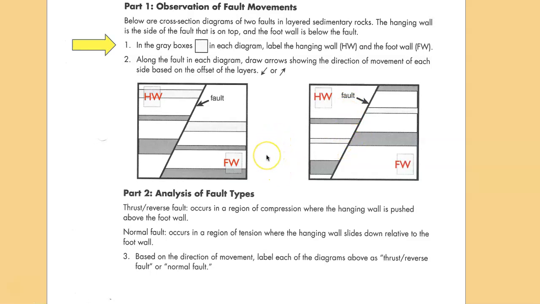When we determine the hanging wall and the foot wall sides of a fault, it doesn't matter what kind of dip-slip fault it is. If it's dipping, then we just look at what's above and what's below the dipping fault.